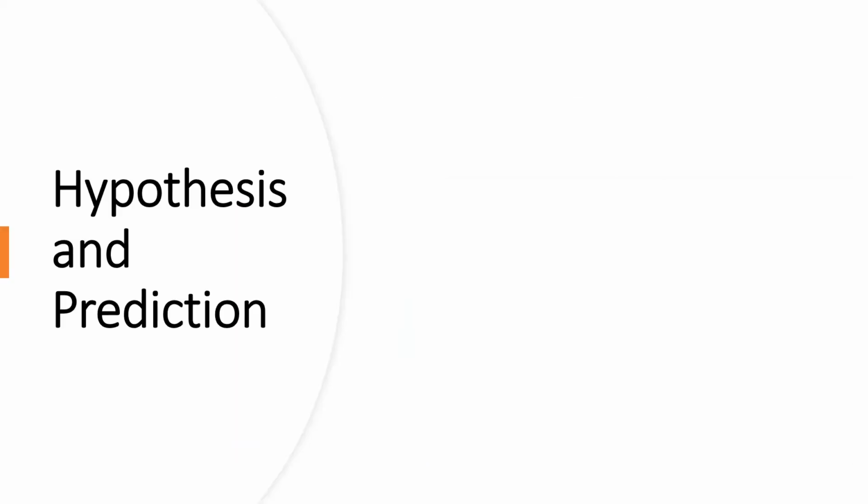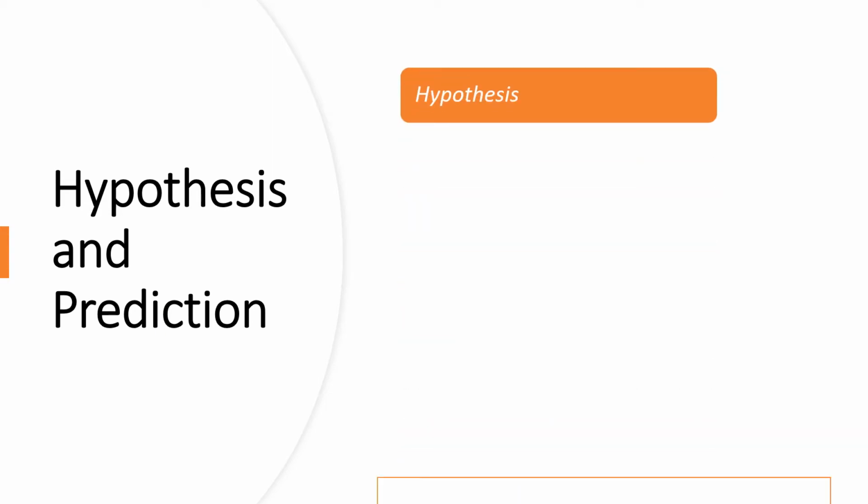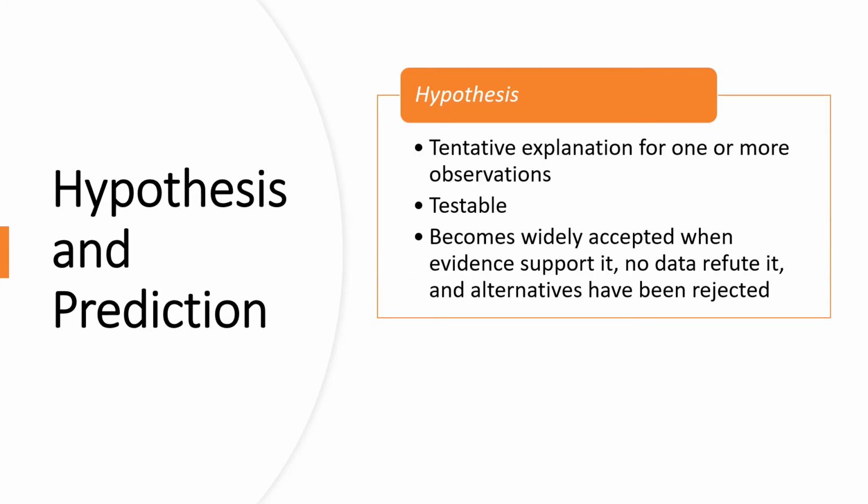Now, the next step is the hypothesis and prediction. So, first of all, a hypothesis is a tentative explanation for one or more observations. The hypothesis is the essential unit of scientific inquiry. And for this to be useful, take note, the hypothesis must be testable. That is, there must be a way to collect data that can support or reject it. Now, interestingly, no hypothesis can be proven true because future discoveries may contradict today's results.